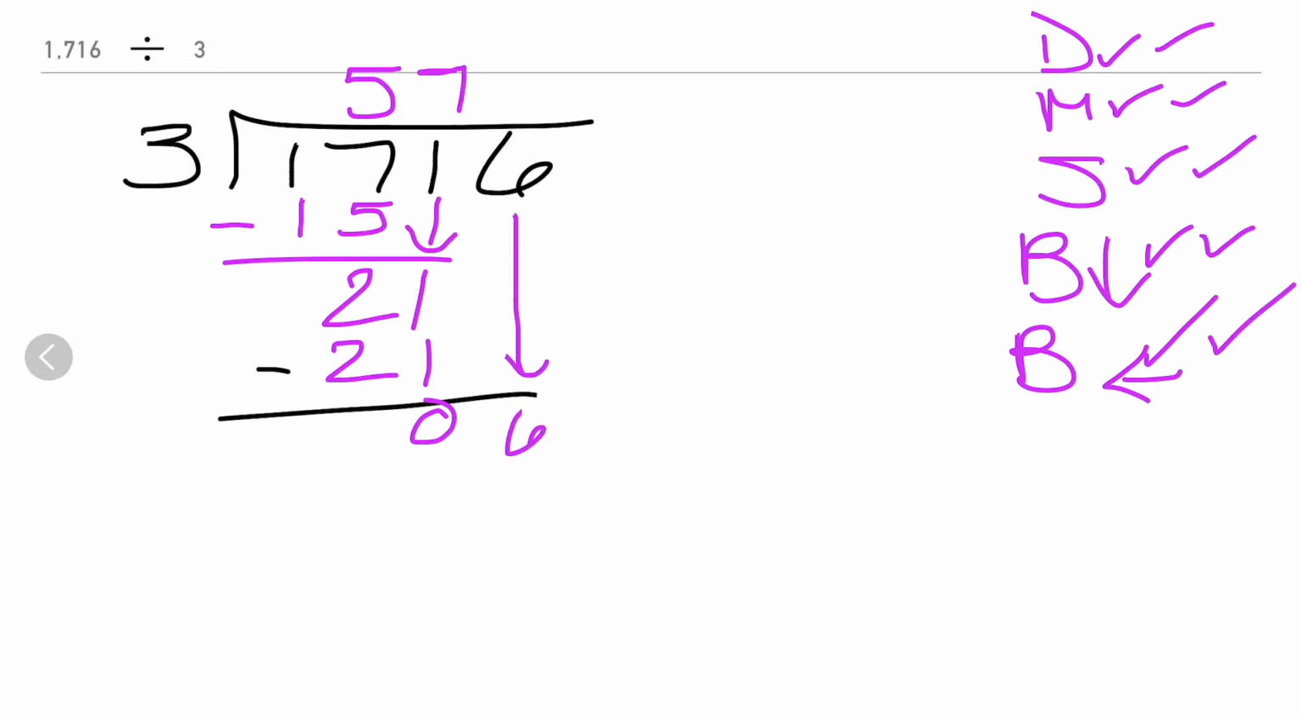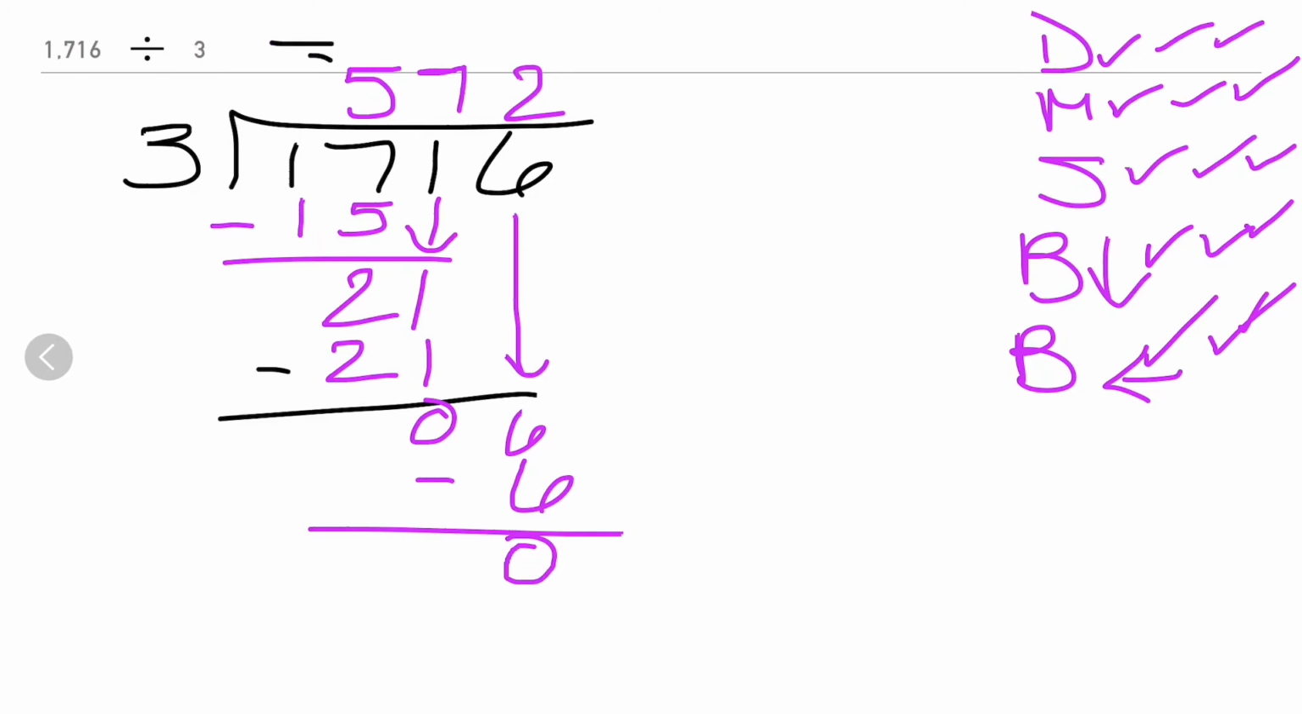Divide, multiply, and subtract. Bring it on down and bring it on back. Divide. 3 goes into 6. 2 times. Good. Multiply. 3 times 2. That's right. 6. Subtract. 6 minus 6. That's right. 0. Nothing else to bring down, nothing else to bring back. 1,716 divided by 3 equals 572.